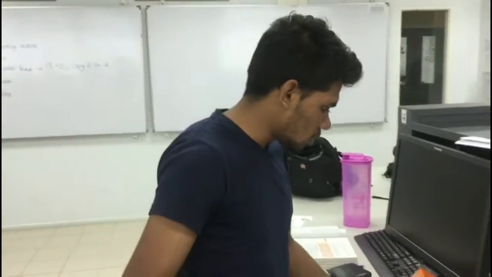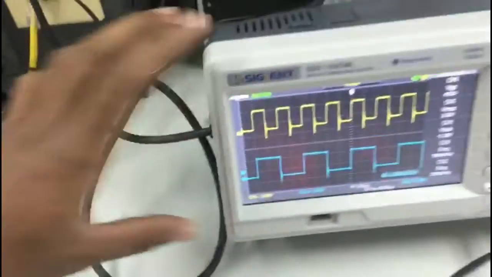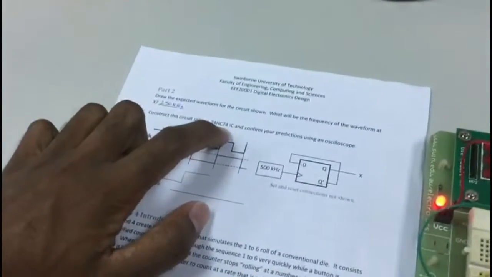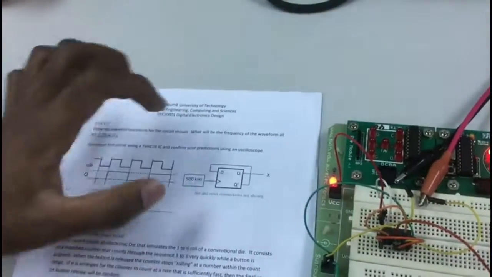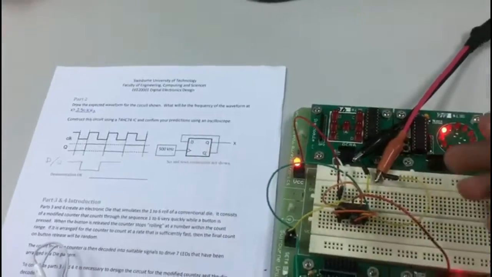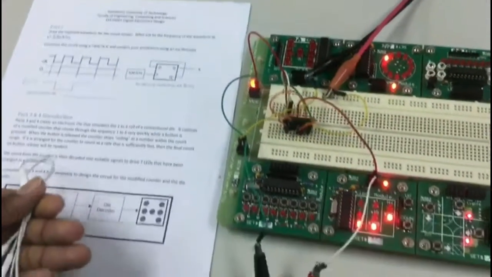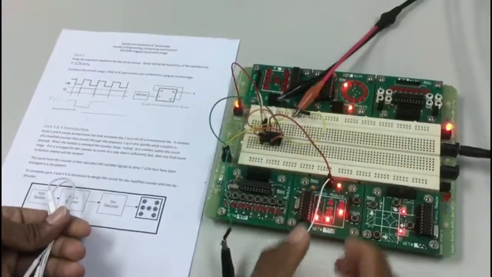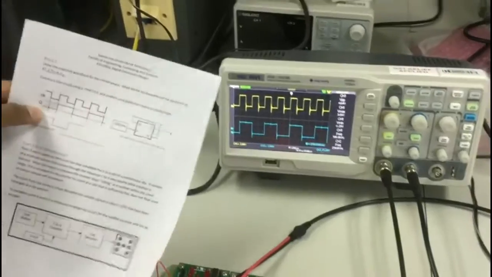Okay, now we are going to start part 2. In part 2 we are expected to get this graph on the oscilloscope. To get this graph, we used the HC74 IC, and this is how it's connected as in the lab sheet, where D is connected to Q dash, and Q dash is connected to the output X, which is connected to channel 2. Channel 1 is connected to the clock module. This is the graph we got on the oscilloscope, the same graph as in the lab sheet.